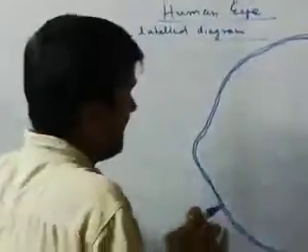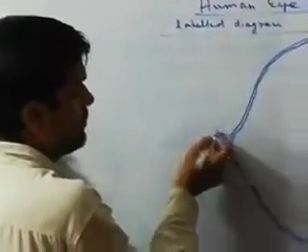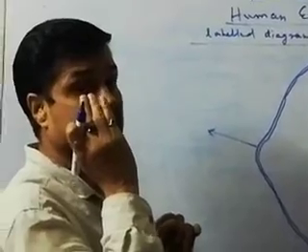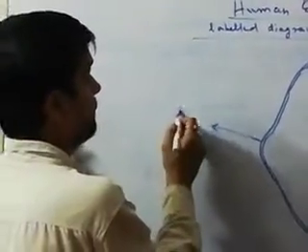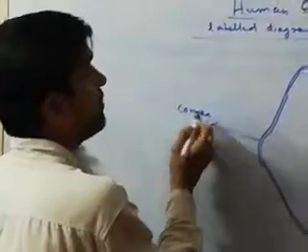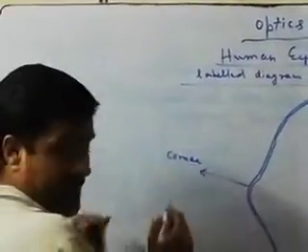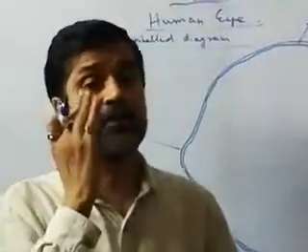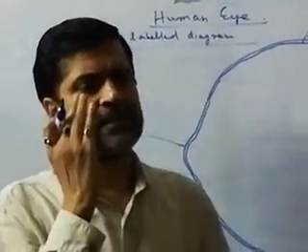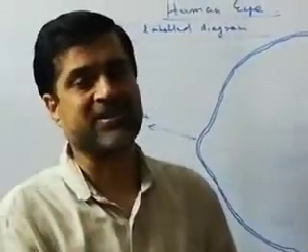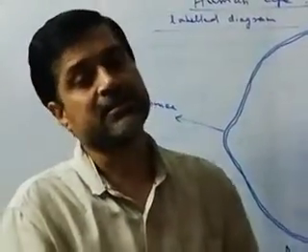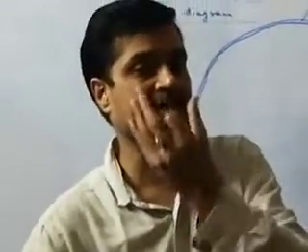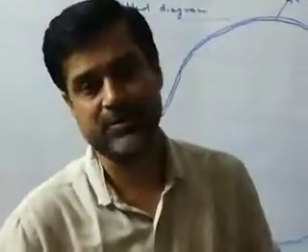Now the outer part, what we are able to visualize, the white part of our eye when we see it in the mirror, is called the cornea. Light enters through the cornea, and maximum refraction takes place in the cornea. The cornea is actually made of a white transparent proteinous material.